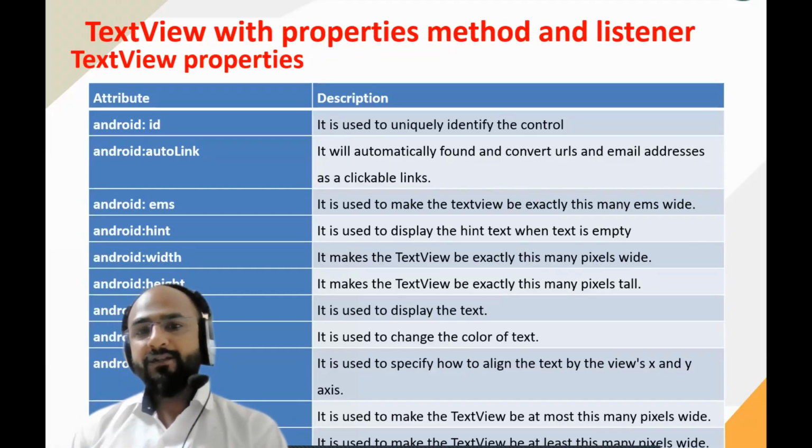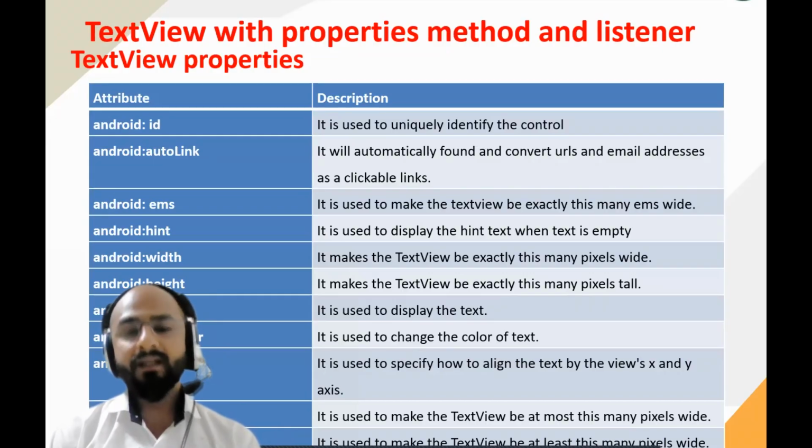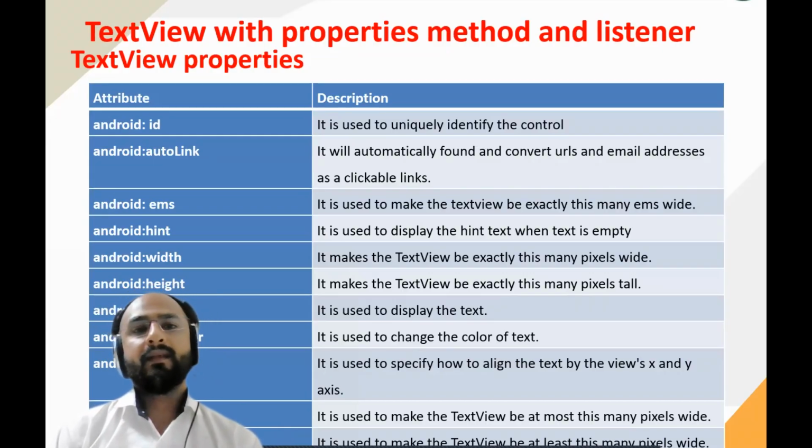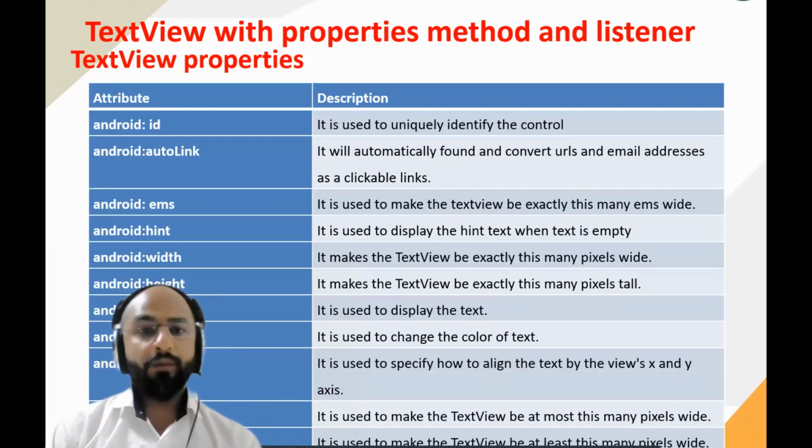These are the properties of text view. As I told you, we will discuss the properties, methods and listeners for all the views like text view, edit text, button and image button. So first of all, let's look at the concept of properties of the text view one by one.